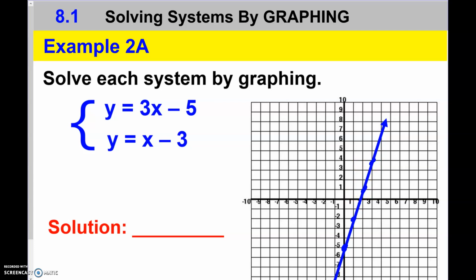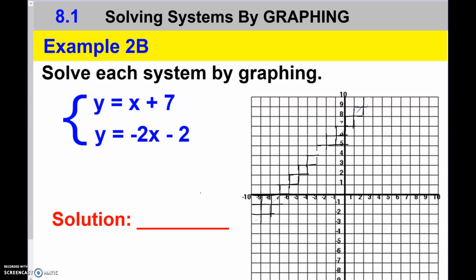So let's get this second one on here. This y-intercept is at a negative 3. So 1, 2, 3, and this slope is a positive 1. So we're going to go up 1, right 1, up 1, right 1, up 1, right 1, and we already have the blue and the red line meeting. What point are they meeting at? Well, they're meeting at that point, 1, comma, negative 2. So remember, ordered pairs have parentheses and a comma in between.